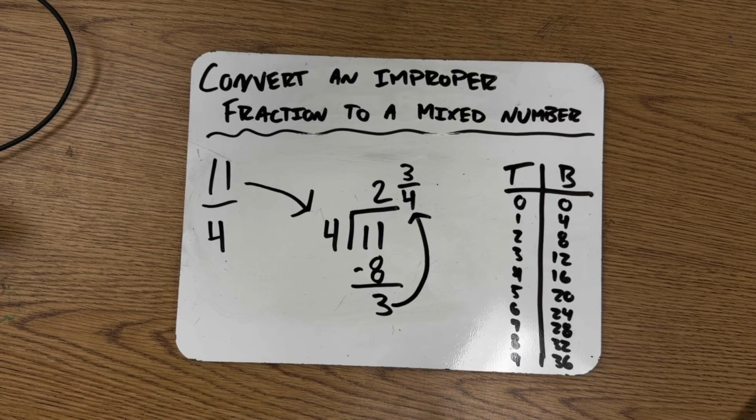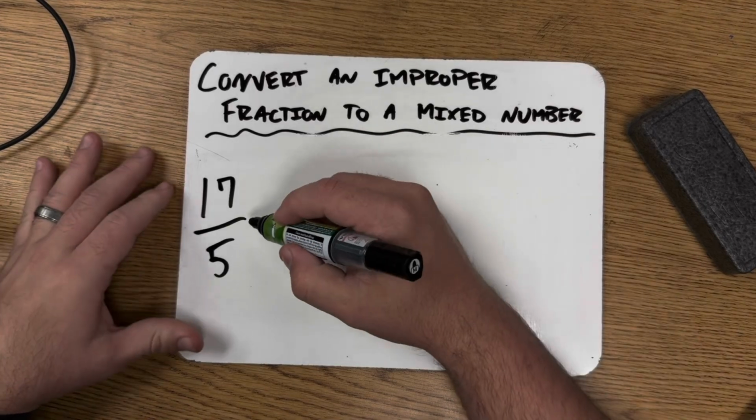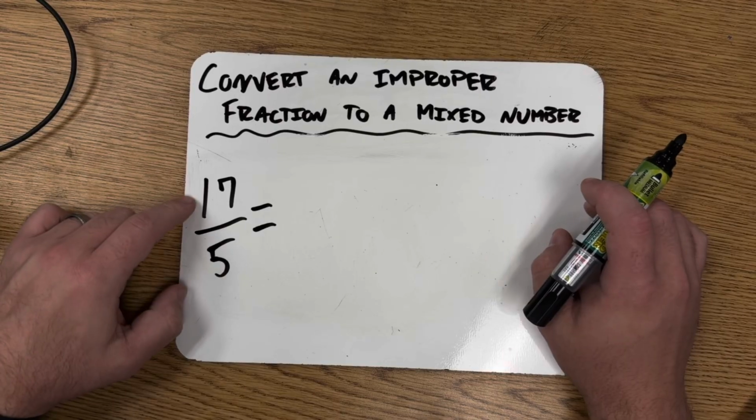Let's take a look at this again with one more practice problem set. All right, so let's say we have 17/5, and let's decompose that into its wholes. I'm going to ask myself, again, how many 5s are in the number 17?